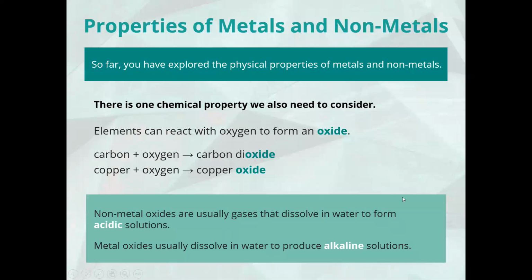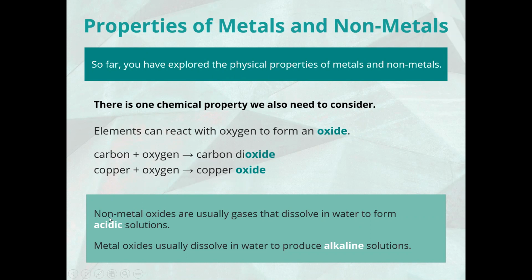So far, we have just looked at the physical properties of metals and nonmetals, but metals and nonmetals also have chemical properties that we need to consider. When an element reacts with oxygen, it forms an oxide. So carbon and oxygen put together form carbon dioxide. That "di" over there just means that carbon reacts with two oxygen atoms. Then copper and oxygen form copper oxide. Over there, it shows that copper is only reacting with one oxygen.